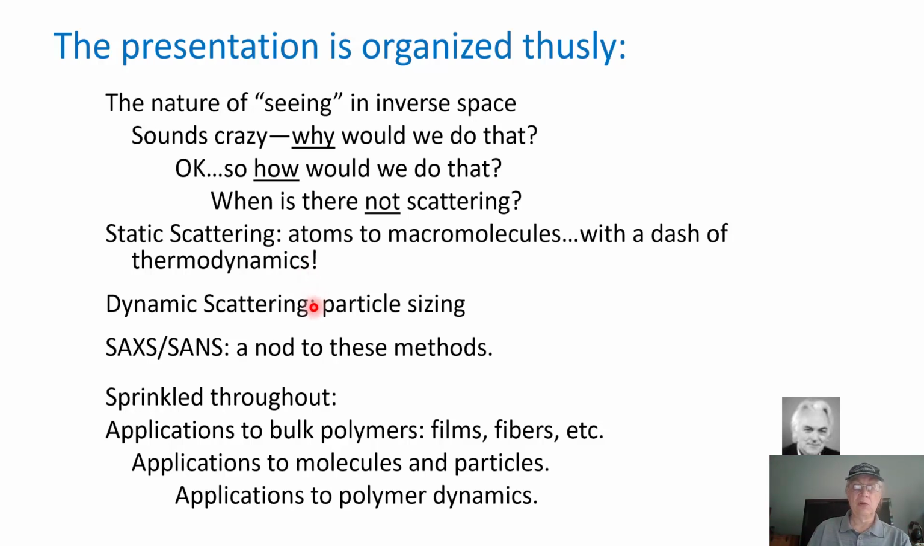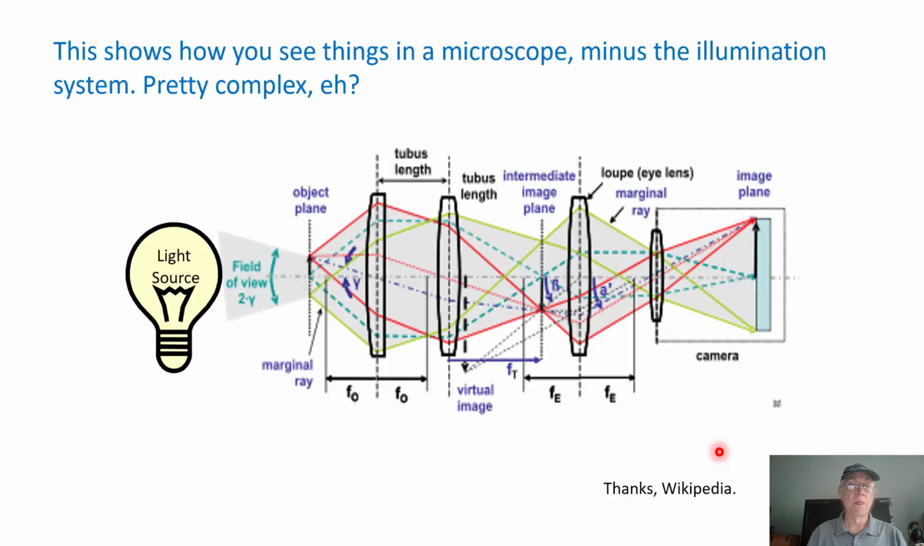Maybe in a separate lecture, we'll talk about dynamic scattering and how it's used for particle sizing. It's a very fast method. We'll talk about small angle methods, both X-rays, small angle X-ray scattering, and neutrons, small angle neutron scattering. And maybe we'll see a few applications here and there. Sometimes we'll see famous people in the scattering field. This is Henri Benoit, a French gentleman who was very instrumental, literally, in establishing scattering as a method.